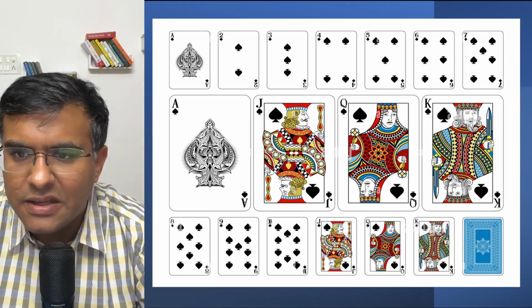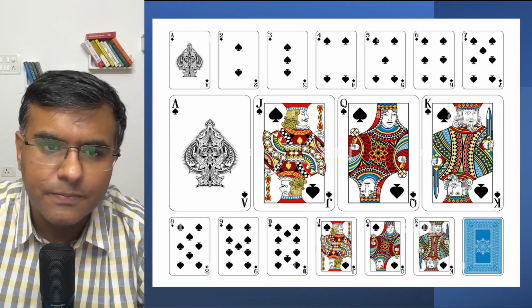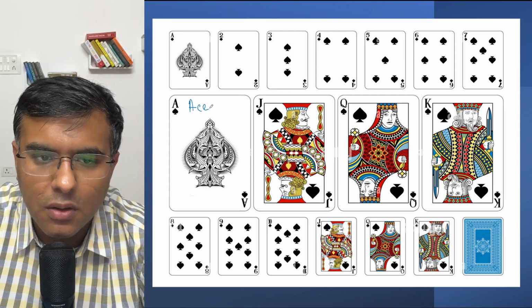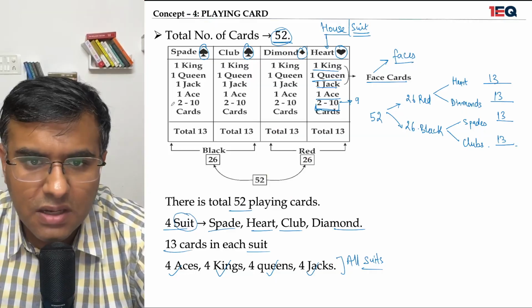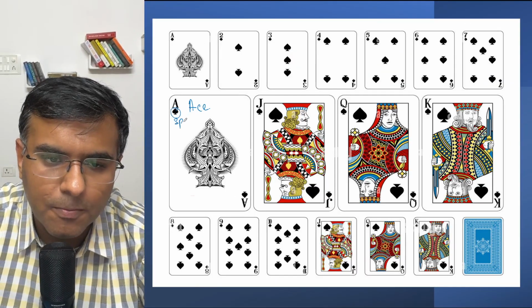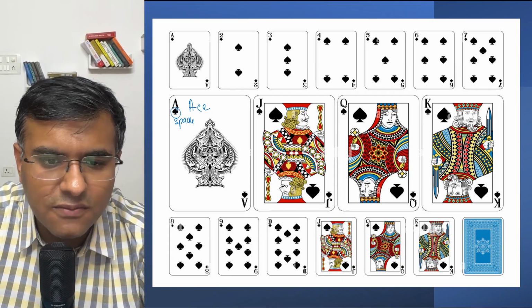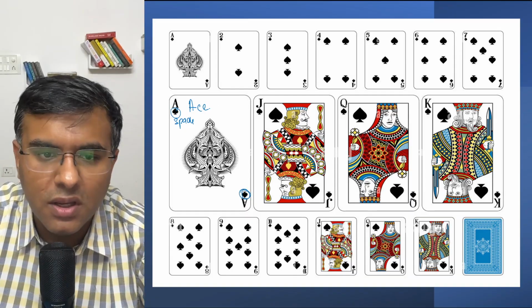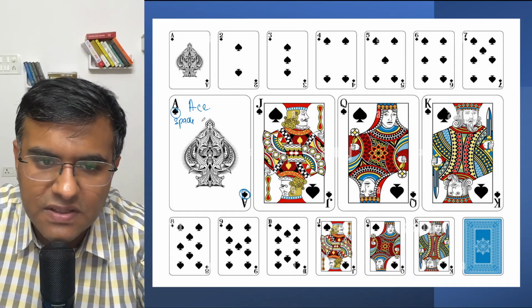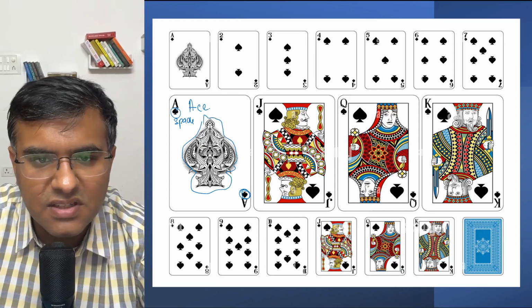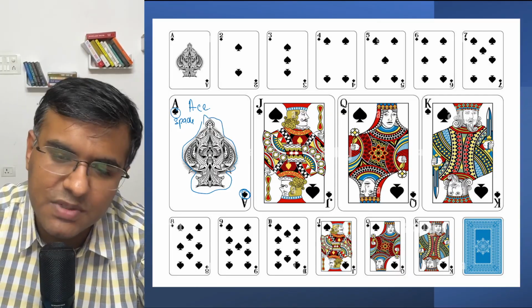So this is the clearest picture which you'll ever get. This is the ace, and this shape is called a spade. The ace would also have a similar shape as the suit in which it is. See, this is the shape of a spade, and the ace would have the same shape on it.